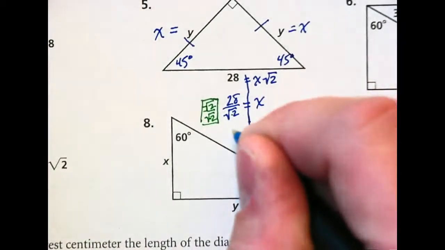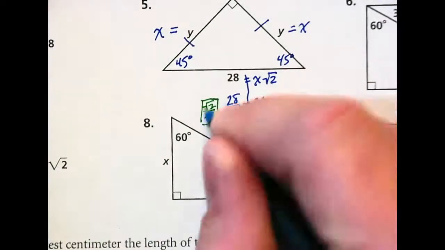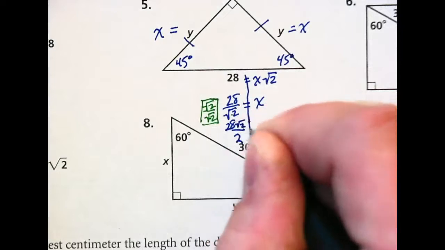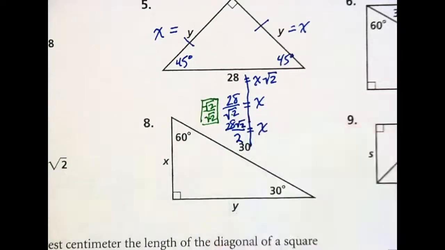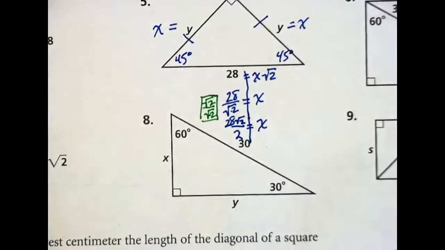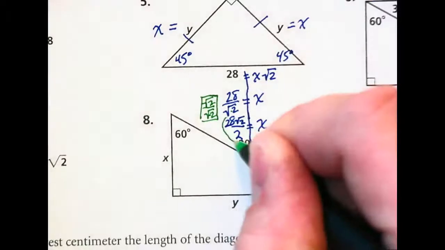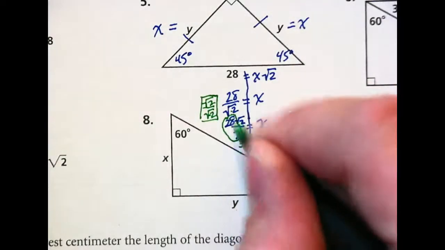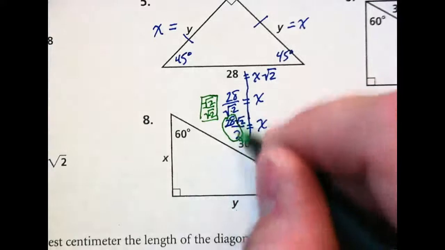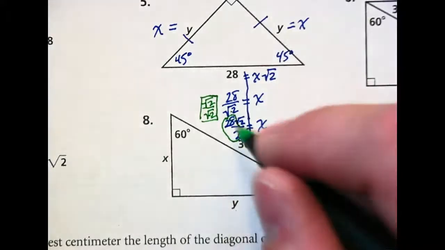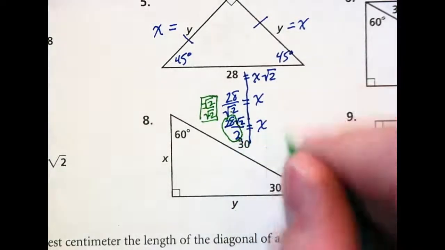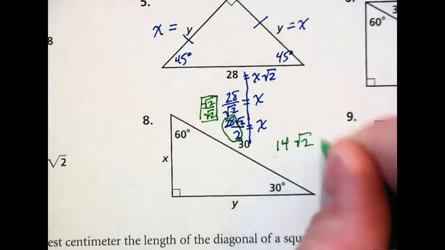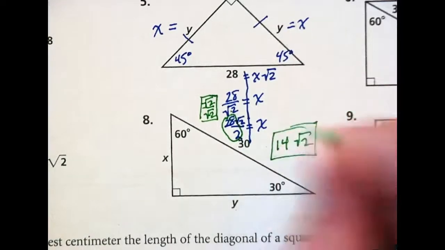All right, so we get 2 as a denominator, and then 28 root 2 on top. That equals x. 28 divided by 2 reduces. You can reduce if both things are outside. So these are both outside of a radical. If one's outside and one's inside, you can't cancel. But 28 divided by 2 is 14. So that's 14 root 2 over 1, or just 14 root 2. That's what x equals.